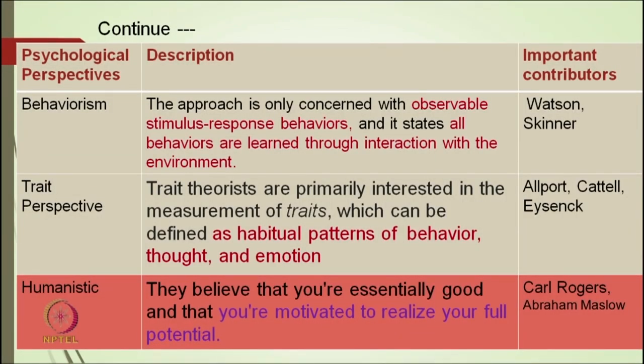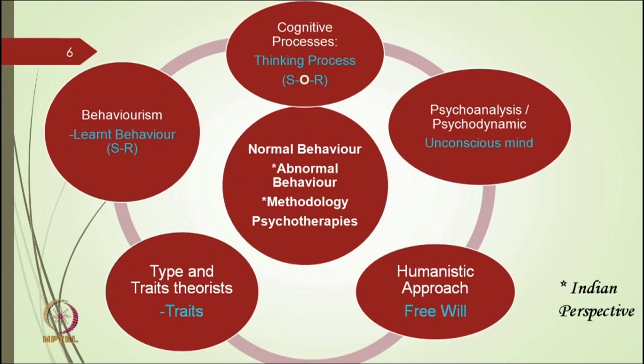Contrary to all previous perspectives, humanistic perspectives focus on the free will. Carl Rogers and Abraham Maslow have been main contributors of this school, along with some other associates. They believe that you are essentially good and that you are motivated to realize your full potential. So, humanistic perspective, as I mentioned earlier also, focuses on free will, and they are saying that we are programmed to grow.